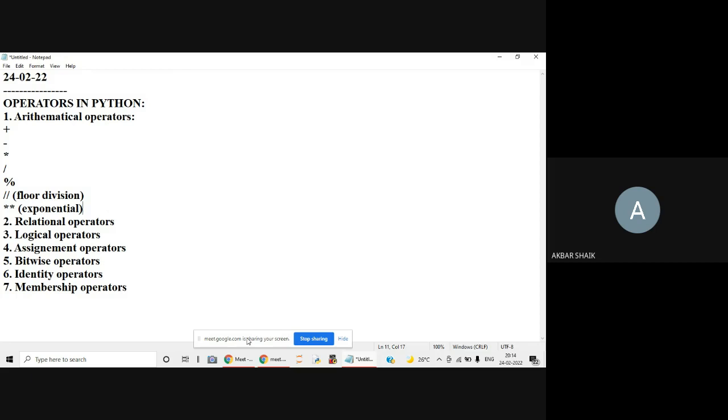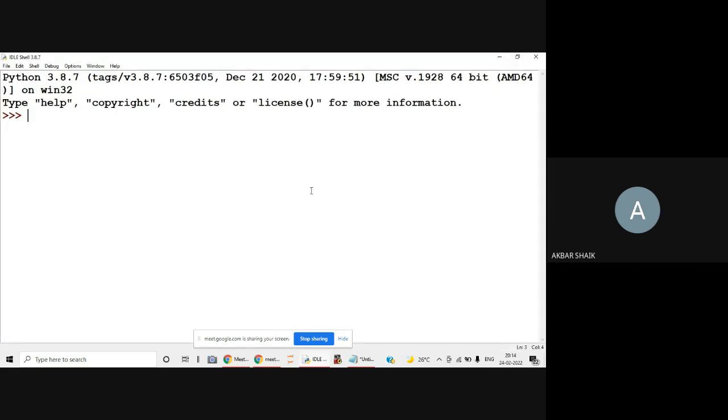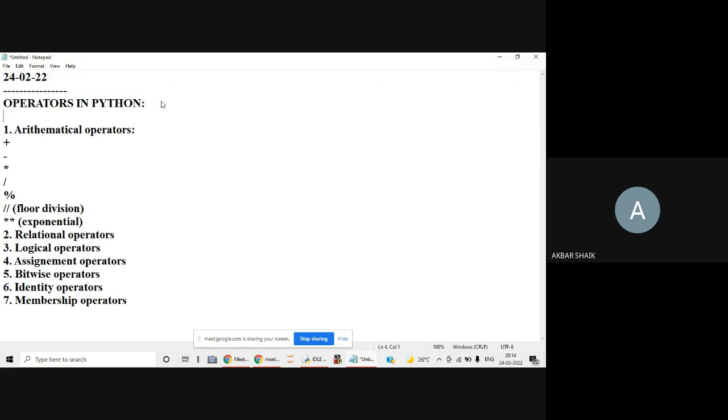Now I'll explain all these operations, first from the IDLE shell, later we'll write a program. Before going to explain this from the shell, all of you please remember, hash is used to write comment in Python.